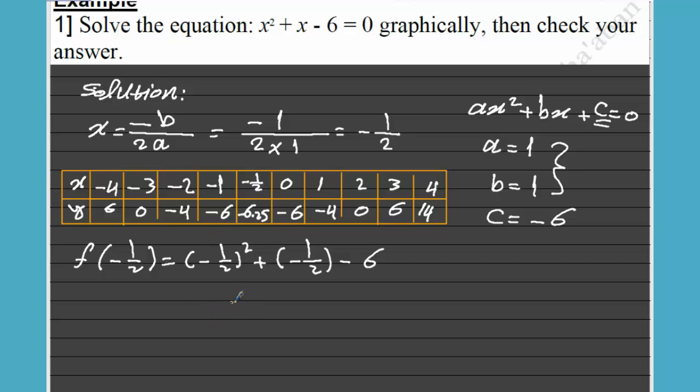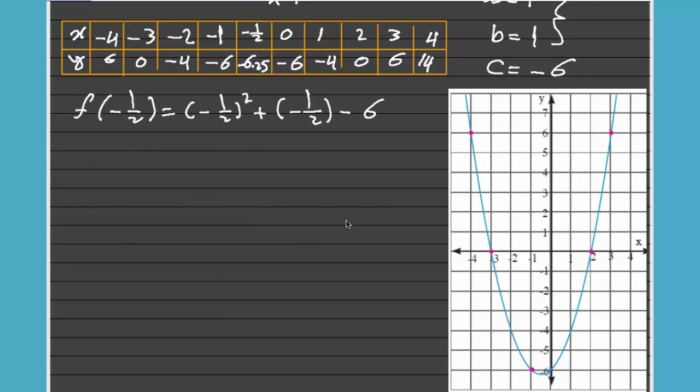Now we will draw a curve to represent this table, and from the table we notice that the curve intersects the x-axis at 2 points, negative 3 and 2. So you can say that the solution set equals negative 3 and 2.